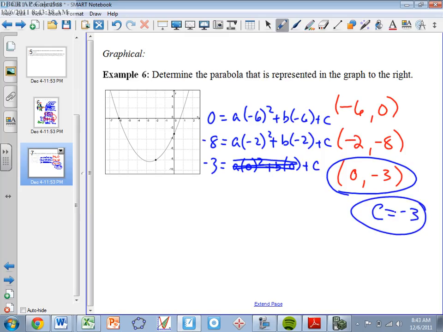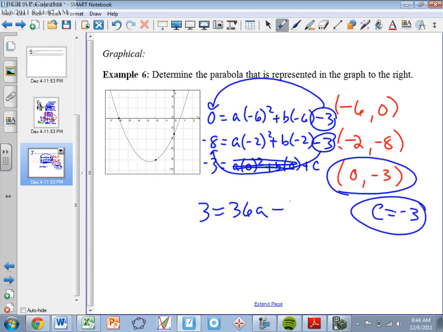Now, in these first two lines, just replace the C with a negative 3. So instead of this, just put in minus 3 and minus 3. Now when I write this, I only have two equations and two variables. You can do this by hand with substitution or elimination. But take the 3 and move it over here because it's a constant, so it's got to go with the constants. So this becomes a positive 3 equals 36a minus 6b. And this one, if I add 3, is negative 5 equals 4a minus 2b.